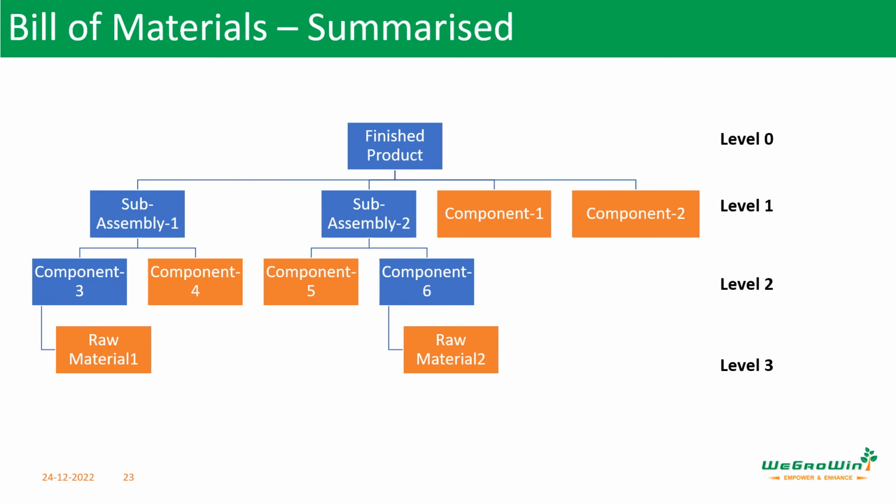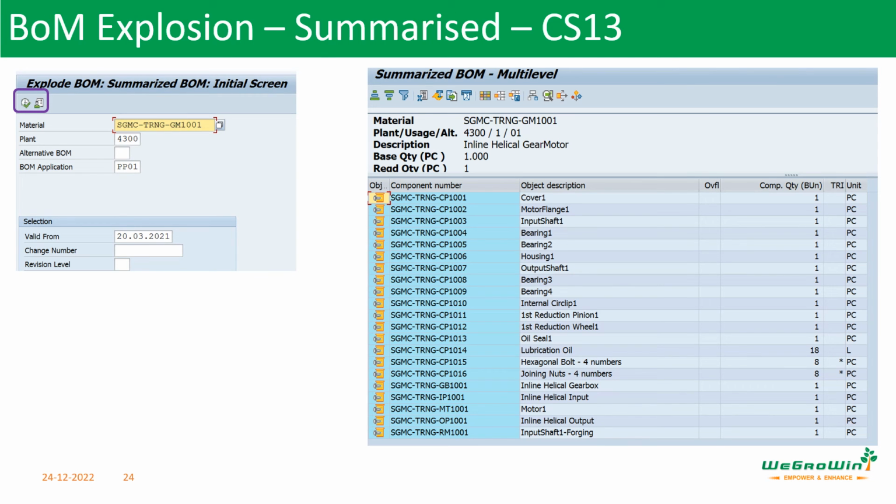How to see the summarized BOM? In SAP, by using transaction CS13, this will be shown. For example, enter the material, plant, and BOM application. Now we can see all the components until the end of this product. Here we don't see the levels. We don't see level 0, level 1, level 2. We see the final component list with the quantity required. That is what is appearing here. This is the summarized BOM.